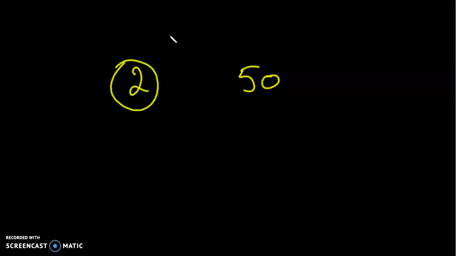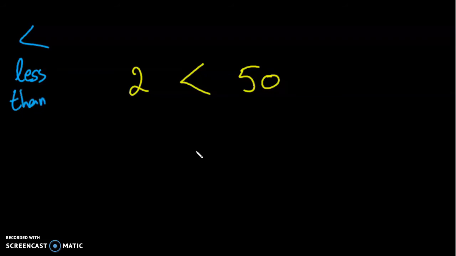Now for the less than. So, 2 and 50. 2 is smaller than 50, so we say 2 is less than 50. Or 5 is smaller than 10, so we say 5 is less than 10. We use this sign for less than.